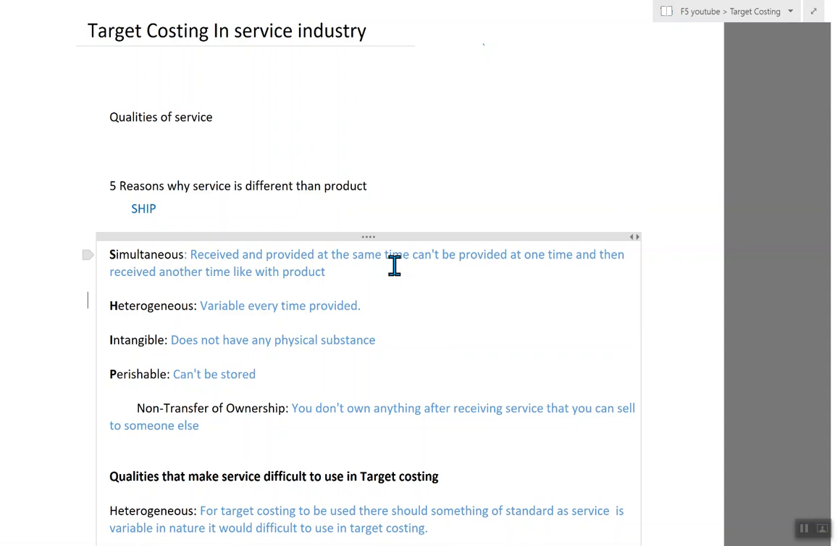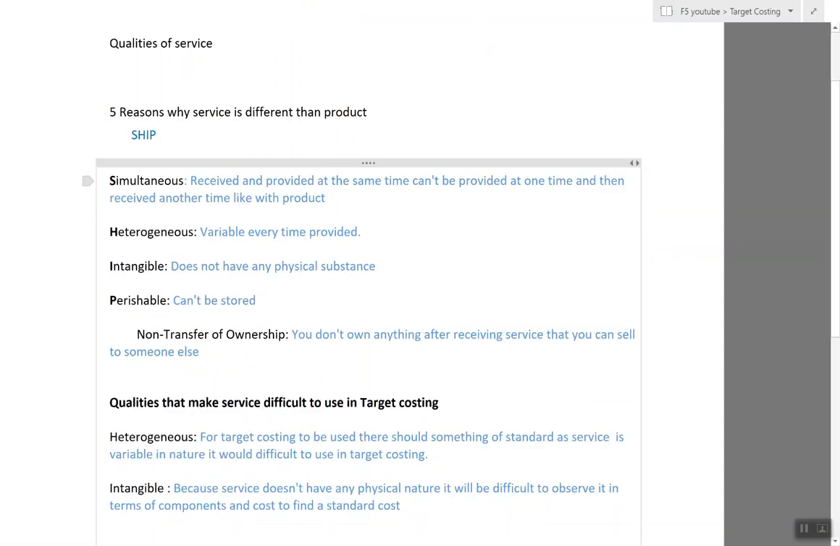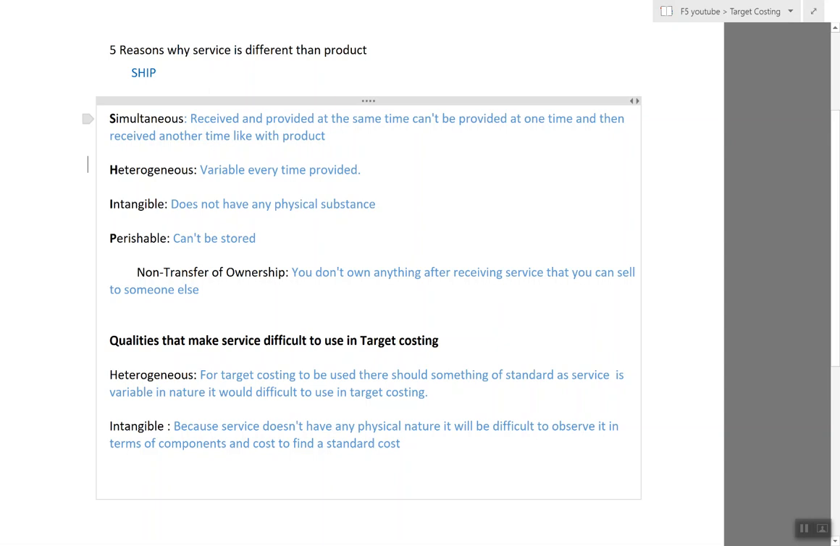Usually when you sell a product, the ownership transfers from one person to another person. And in service, there isn't anything that person owns, the title of which is transferred from one person to another. But not all of these qualities make it difficult to use target costing in service industries. The qualities that make it difficult to use target costing in service industry are heterogeneity and intangibility.